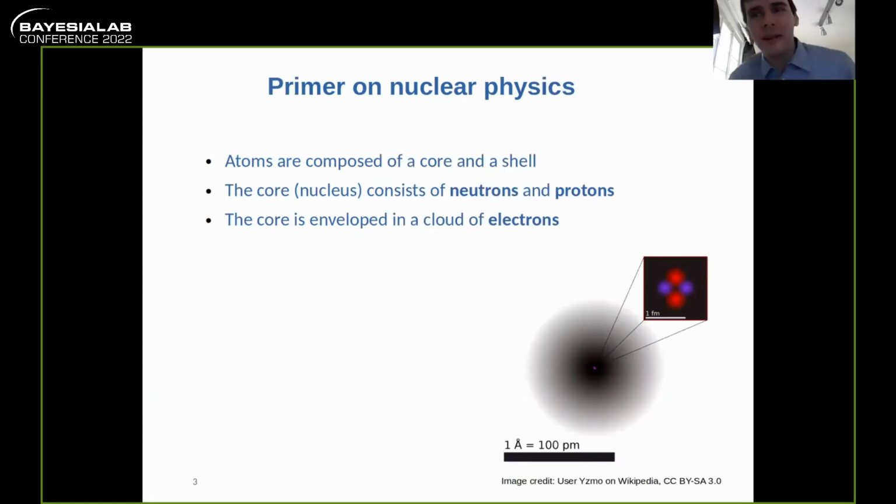So in nuclear physics, let's start with the atom. An atom is composed of a core and a shell. The core, which is also called the nucleus, consists of neutrons and protons, and the core is enveloped by a cloud of electrons. In nuclear physics, we are only interested in the physics and the structure of the nucleus, the core, and don't care about the electronic shell around it, which would be more chemistry.